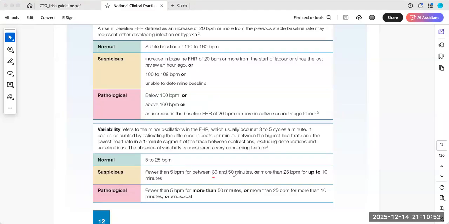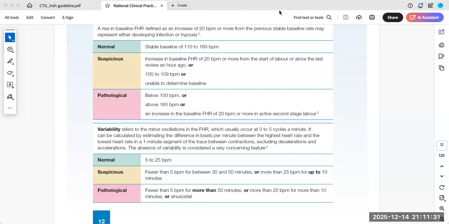That means suspicious. And it's pathological when it is fewer than 5 for more than 50 minutes, or more than 25 for more than 10 minutes, or a sinusoidal pattern. And the sinusoidal pattern, as you can see, is like that seen in cases of fetal anemia. And you have to differentiate between the sinusoidal pattern, the true one, and the pseudo one.